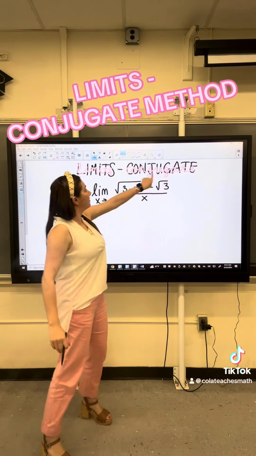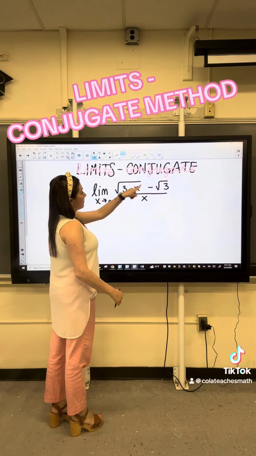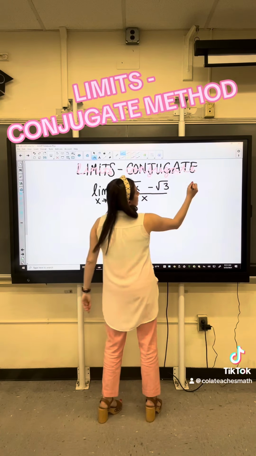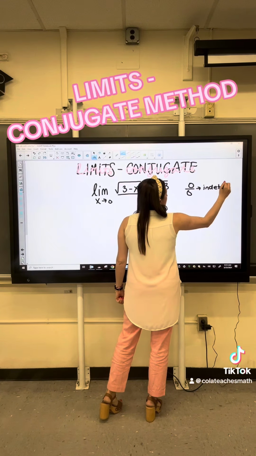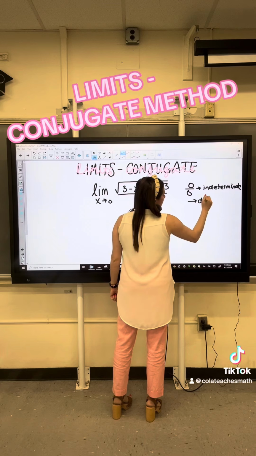So today we're going to talk about finding limits using the conjugate method. If you look here, you always want to try and plug in first. You're going to get 0 over 0, which is bad. That is called indeterminate form. So you always want to check that first. When you get 0 over 0, aka indeterminate form, it means you got to do something else.